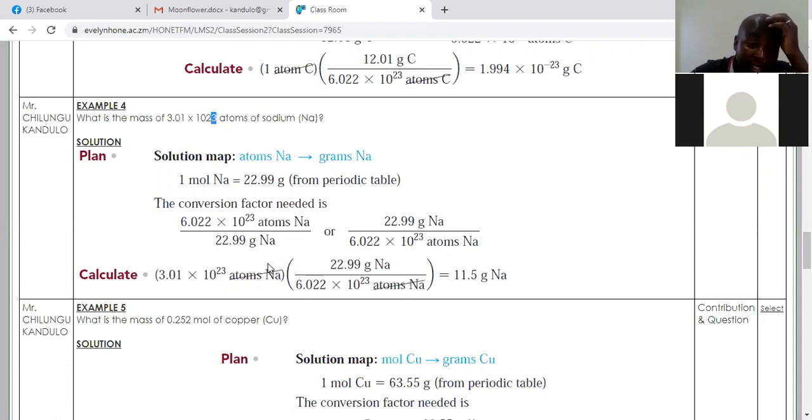If you want, your math is very good. You can even cancel this 10 to the power 23 and that 10 to the power 23. So just remember the simple values and work them out. So the answer is 11.5 grams.